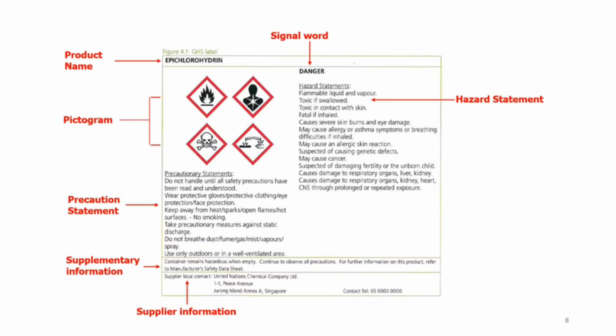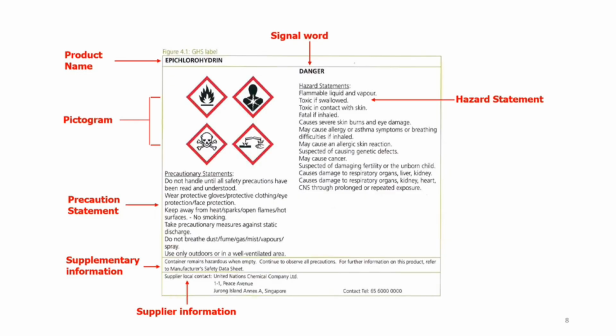Okay, so here is an example showing the actual chemical product labeling. Product name in this case is epichlorohydrin. There are 4 pictograms associated with this chemical: flammable, toxicity, acute toxicity, and corrosive. The signal word being used is danger. Hazard statements, there are quite a few. So as you can see, it mentions this chemical is flammable, toxic, and also corrosive.